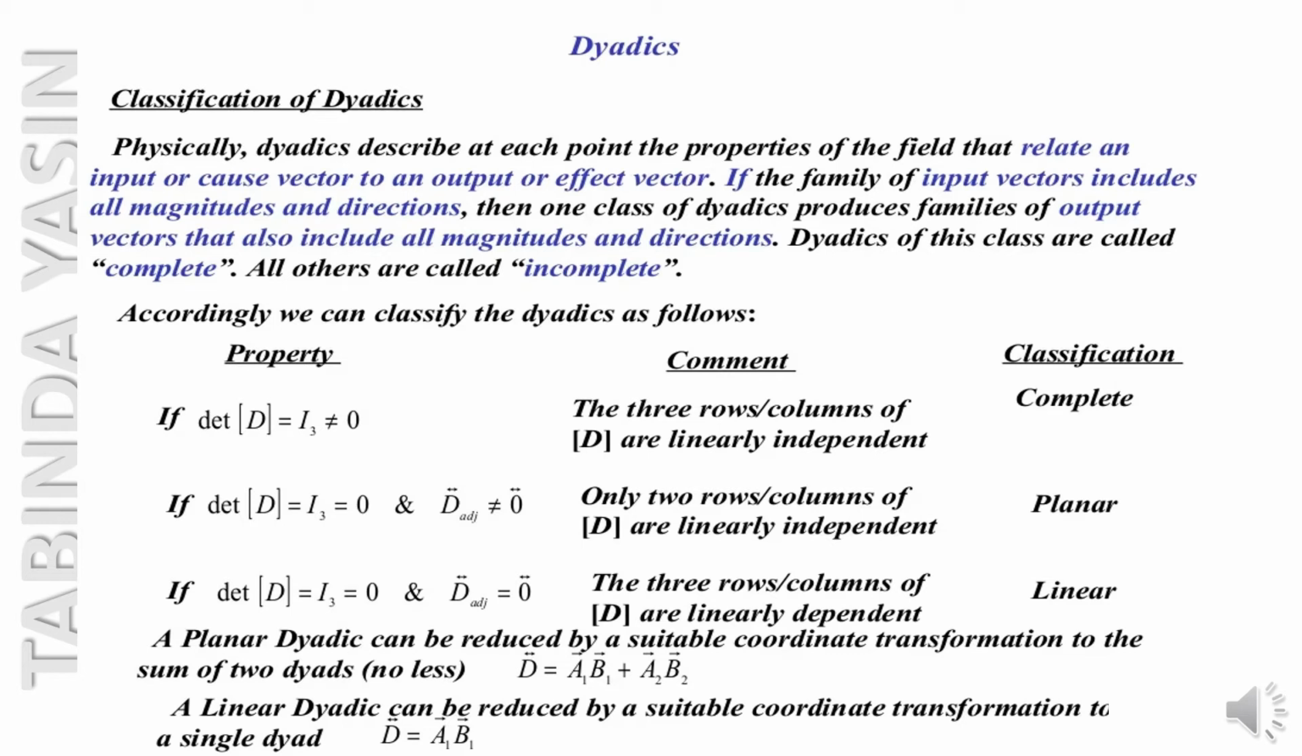A planar dyadic can be reduced by a suitable coordinate transformation to the sum of two dyads, no less than 2, and D is equal to a1 b1 plus a2 b2. A linear dyadic can be reduced by a suitable coordinate transformation to a single dyad, that is D is equal to a1 b1.